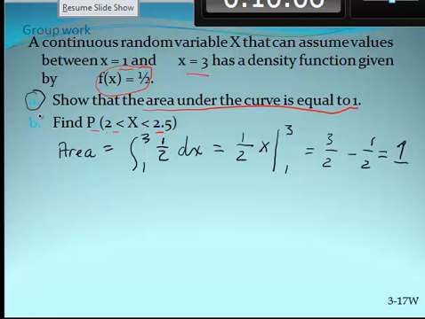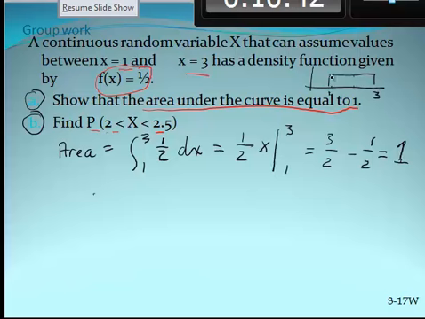So part B, find the probability between these two values. Well, that's pretty simple. We know what the whole area is, it's 1, so we're going to find some kind of fraction of that. Let's take a quick look at what we're doing. We're going between 1 and 3, and there's 2 if you're interested.